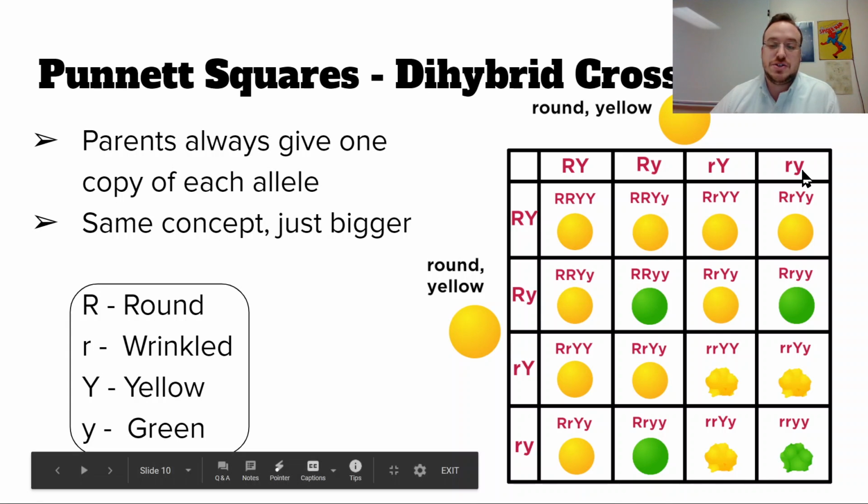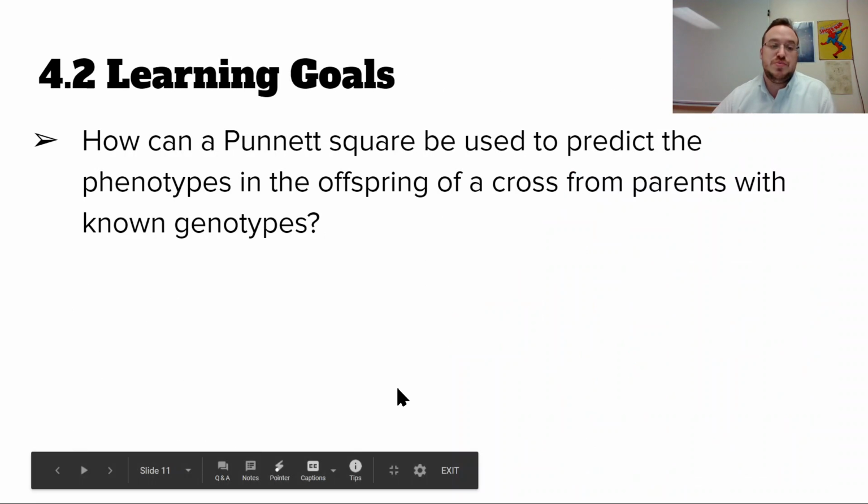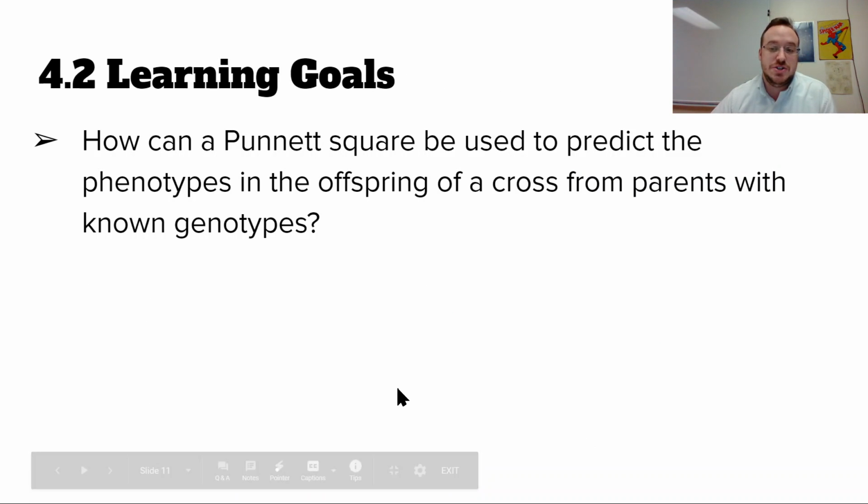So there's a 9/16 chance it's going to be round and yellow. There's a 3/16 chance that it's going to be round and green. There's a 3/16 chance that it's going to be yellow but wrinkly. There's a 1/16 chance that it is going to be green and wrinkly, because that's both recessives. Very, very uncommon for it to get both recessives. So that's how we use it to predict phenotypes. We can also predict the genotypes, though, because if we know what the genotypes of the parents are, we can get the genotypes of the offspring, and that's how we talk about those phenotypes.